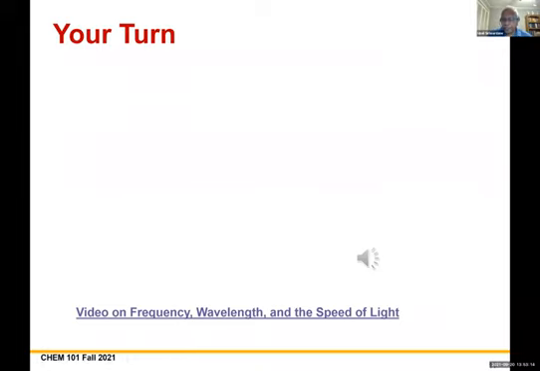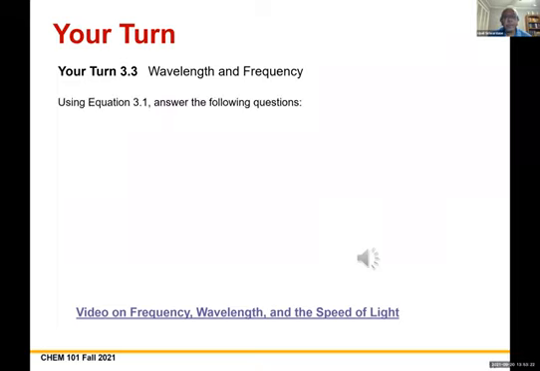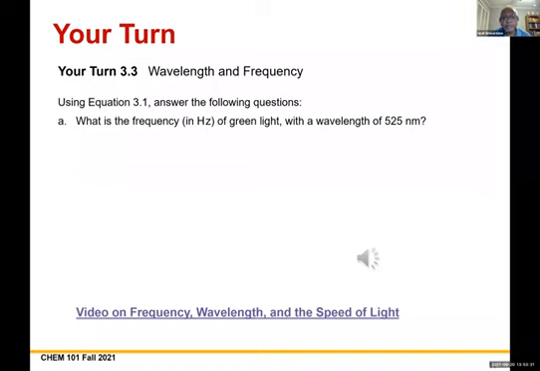Okay, let's do some problems on the relationship between wavelength and frequency. Answer the following questions. What is the frequency, in hertz, of green light, which has a wavelength of 525 nanometers? Hertz is the same as 1/second.